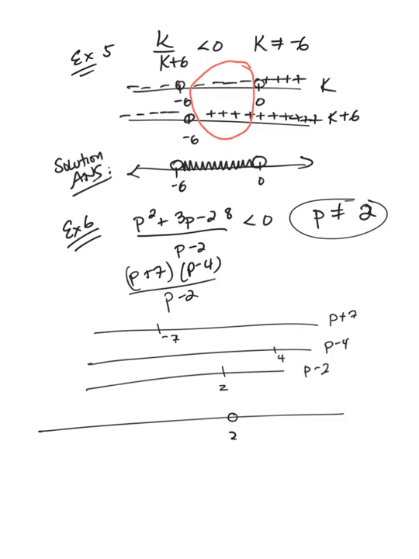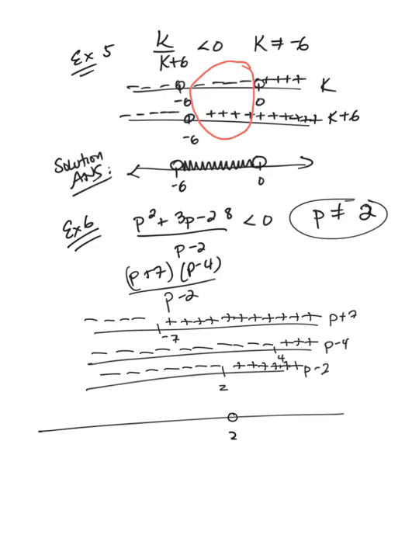We can't have 2. When I go to the left of -7, p plus 7 is negative. To the right, it's positive. For the next one, p minus 4, to the left of 4, it's negative. To the right of 4, the expression would be positive. For p minus 2, to the left of 2, it's negative. To the right of 2, it's positive.